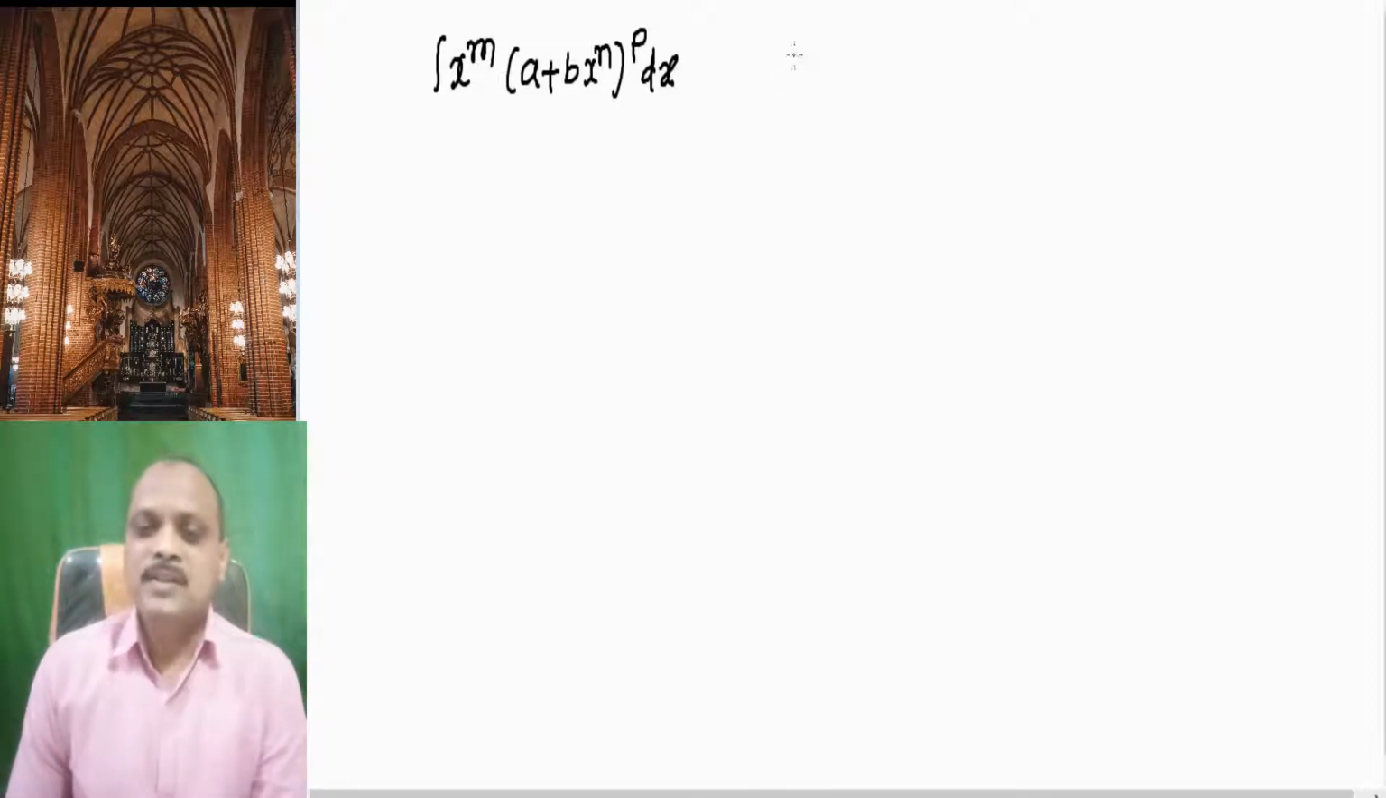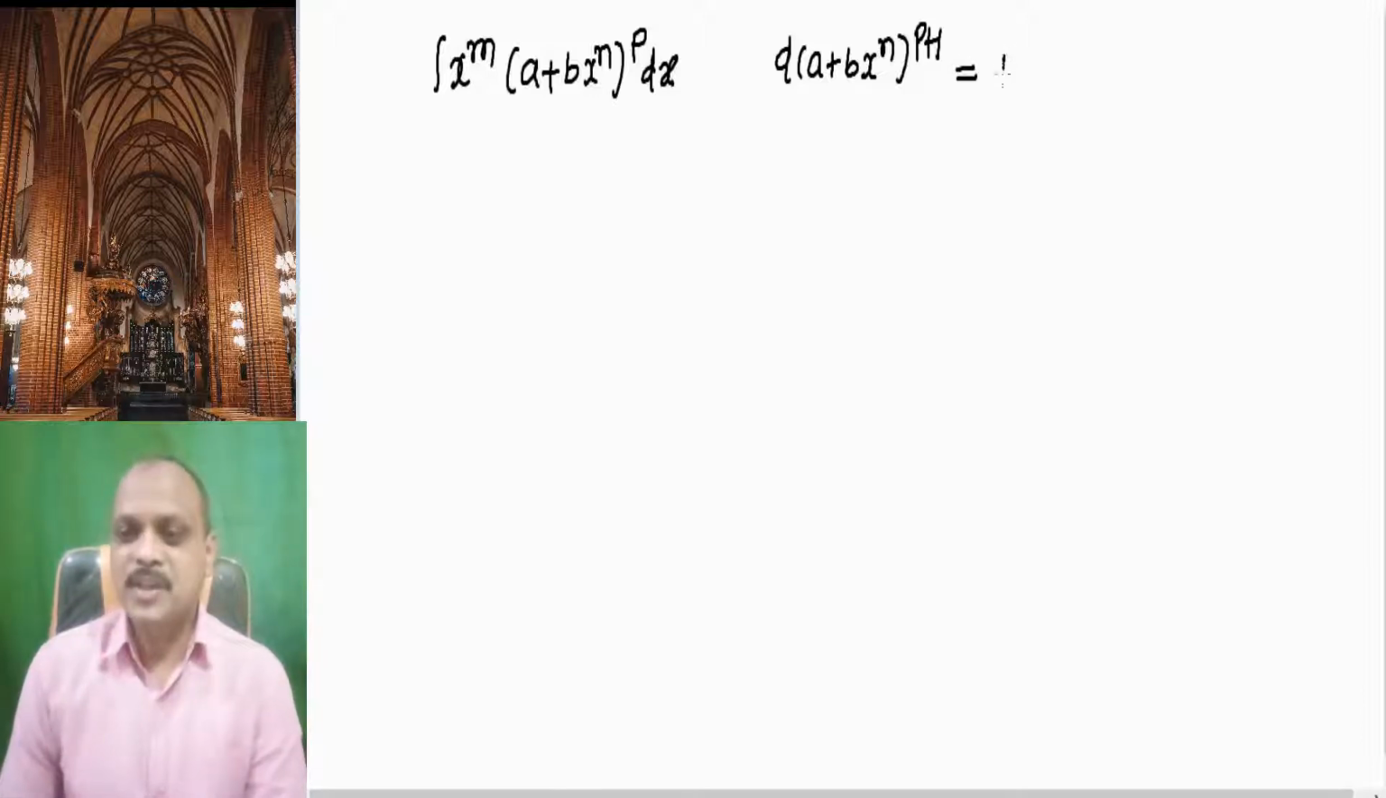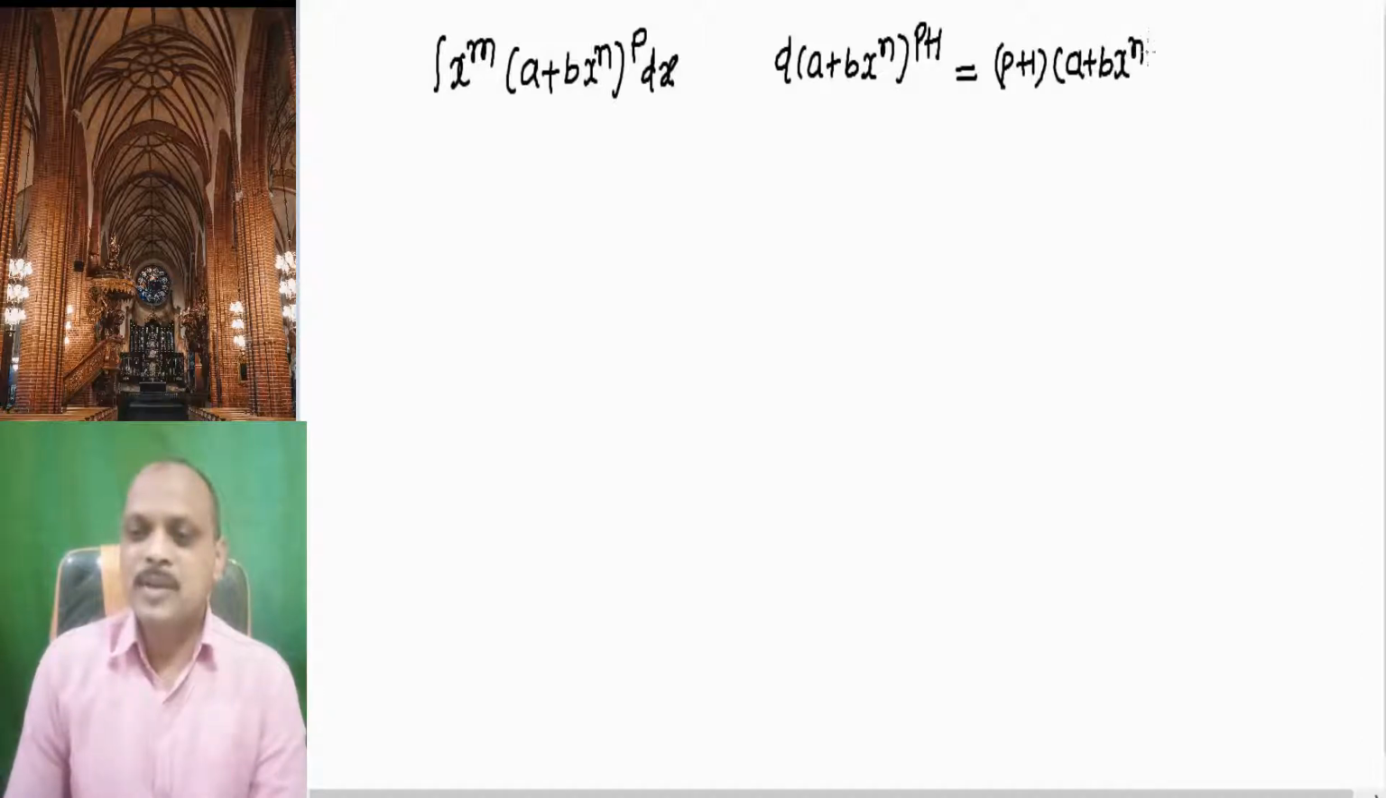Now if we take the derivative of (a plus b x raised to n) whole raised to p plus 1, then the derivative of this function is (p plus 1) into (a plus b x raised to n) whole raised to p into the derivative of the bracket term a plus b x raised to n. A is a constant, its derivative is 0, b is in multiplication, the derivative of x raised to n is n into x raised to n minus 1. So this is the derivative.